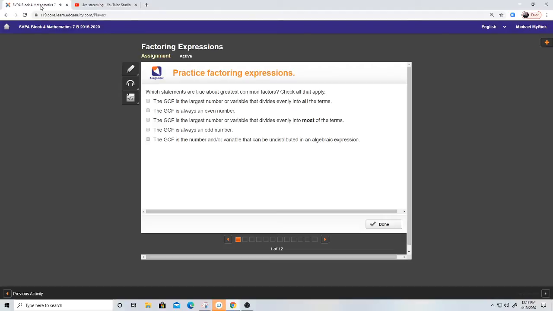Select the statements that are true about greatest common factors. I thought I did this already. I didn't do this already. The GCF is the largest number or variable that divides evenly into all the terms.